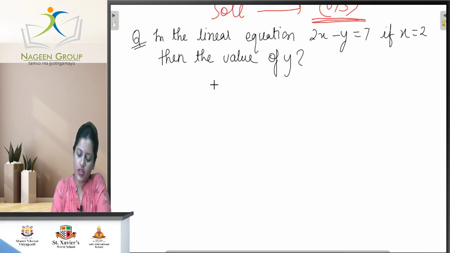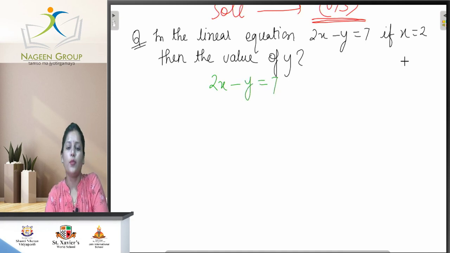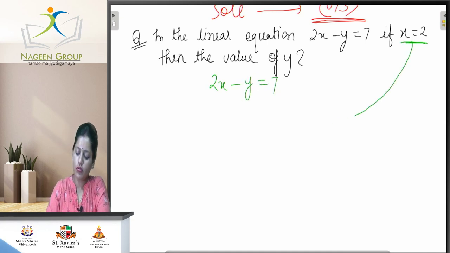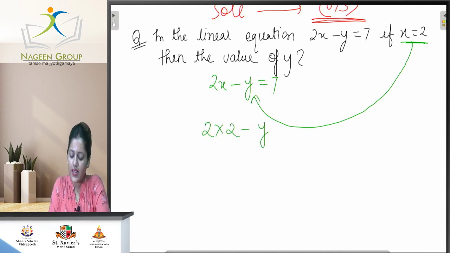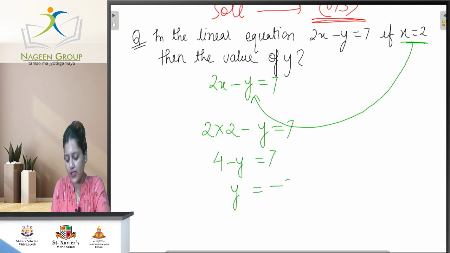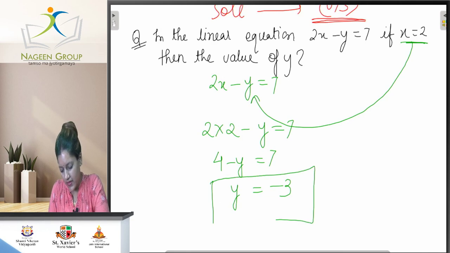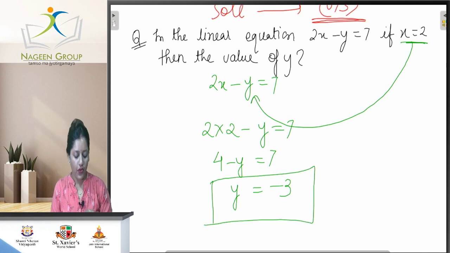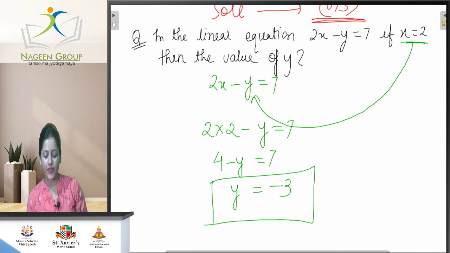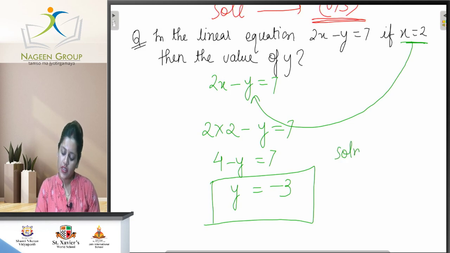So let us do this equation: 2x minus y is equal to 7. You have to put the value x is equal to 2 in this equation. You get 2 into 2 minus y is equal to 7, that is 4 minus y equals 7, that is y is equal to minus 3. This is the value of y, and if we are making a set of it, a solution set, that is (2, minus 3).